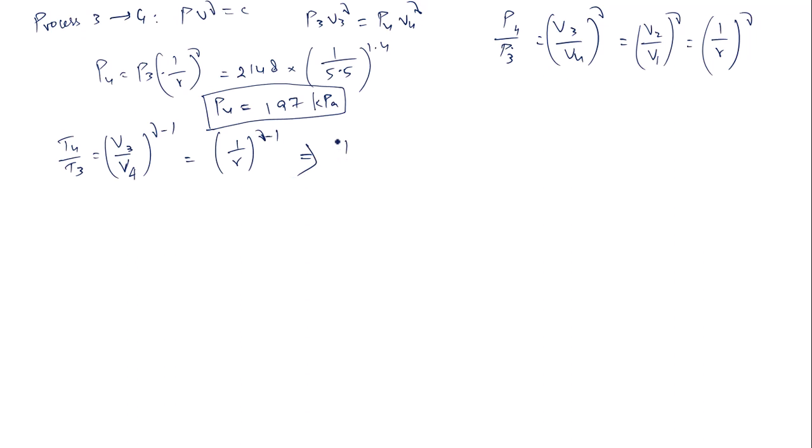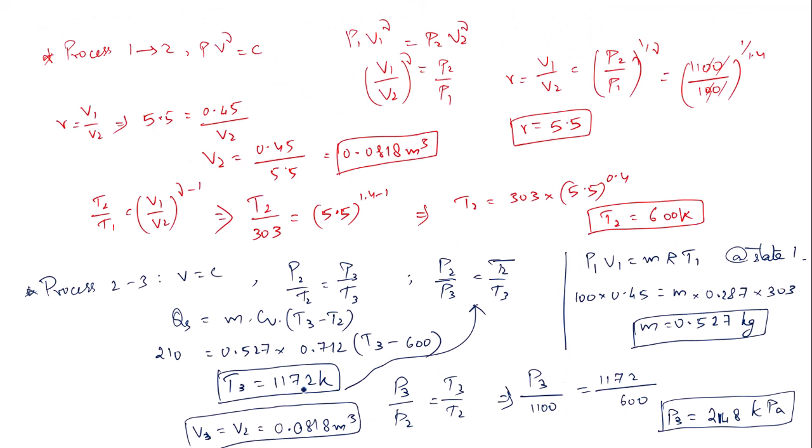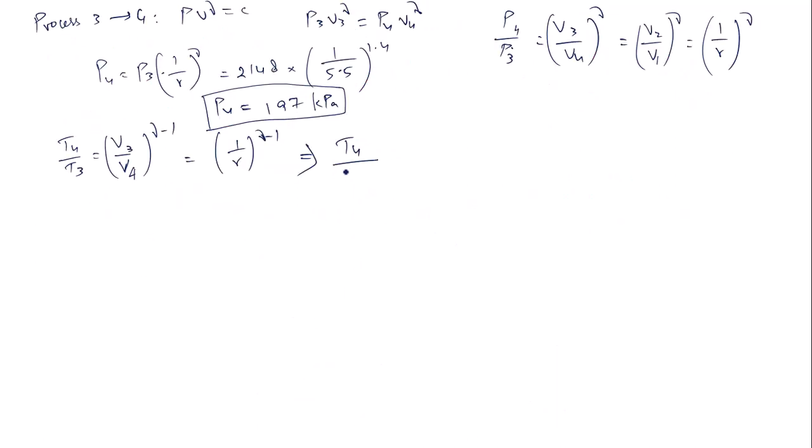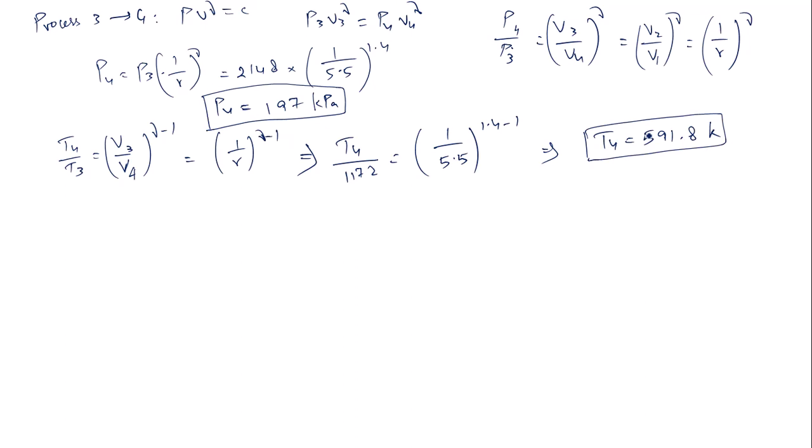Now I am substituting all the values known to me. T4 by T3, you know the value of T3 as 1172 Kelvin. So T4 by 1172 is equal to (1 by 5.5) whole power 1.4 minus 1. I'll get my T4 to be, simplified properly, 591.8 Kelvin. Hope you are all getting the same values as well.